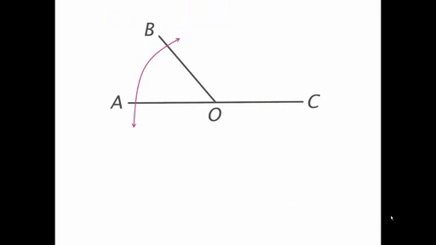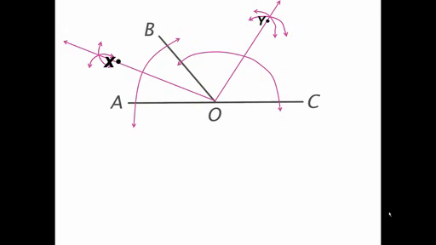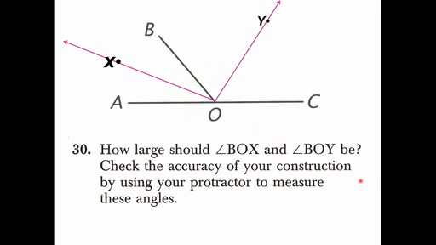So I've kind of given you a reminder in case you forget. Look something like that. Name that one X. And that one Y. Doesn't matter where you put that little spot. Once you've done that, now there are some questions here. Think about it. Remember, this one started at 50. And this one you figured out had to be 130 to equal the 180. So now some questions. How large should BOX and BOY be?